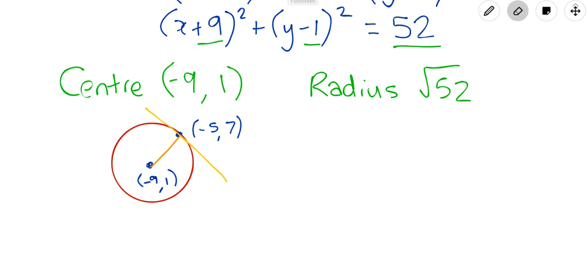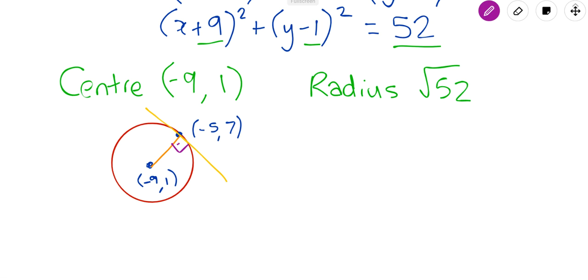So if we find the gradient of the orange radius that I've marked in, then we can use the fact that they meet at a right angle. Oh, I just rubbed that out. I didn't mean to. Let me draw on a right angle here. So if we find the gradient of the orange line, then we can take the negative reciprocal of that to find the gradient of the yellow line, because we know that perpendicular gradients multiply to give us -1. So it's the negative reciprocal of each other.